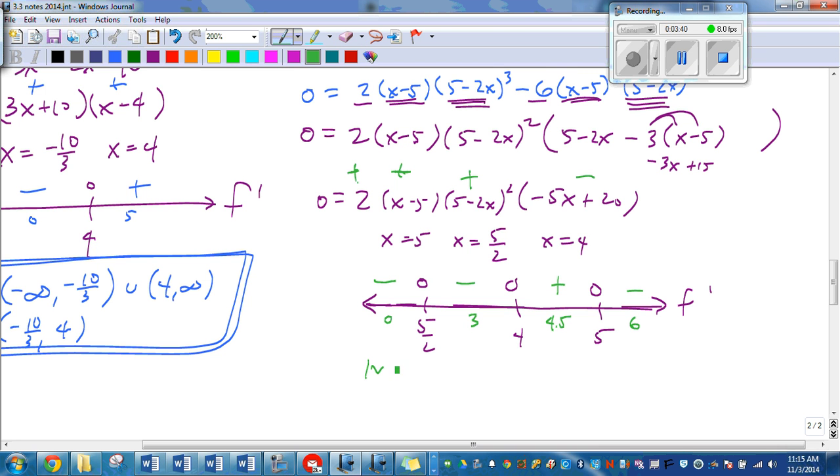So it's increasing from 4 to 5 and decreasing on the other intervals. So from negative infinity to 5 halves, 5 halves to 4, and from 5 to infinity.